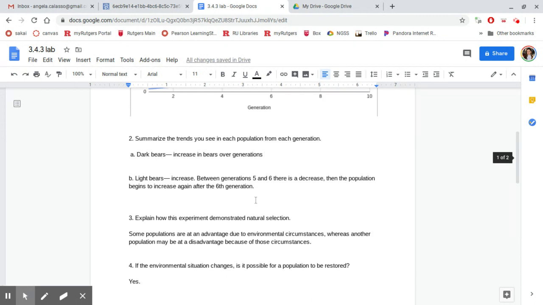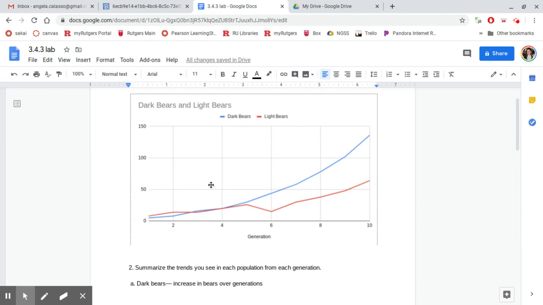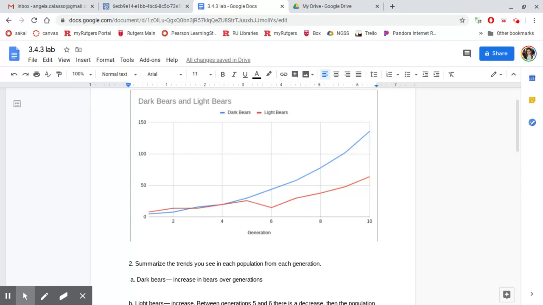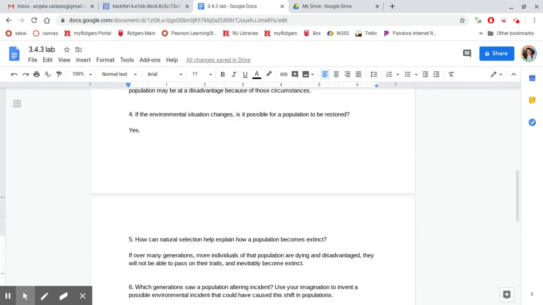So let's say our scenario again with the black bears or the darker bears. Now let's say that they're going to be hunted more because their environment isn't as dark as it used to be. They can't blend in. So now that population over generations is going to start becoming extinct because they're going to be hunted more than the light bears. Okay?